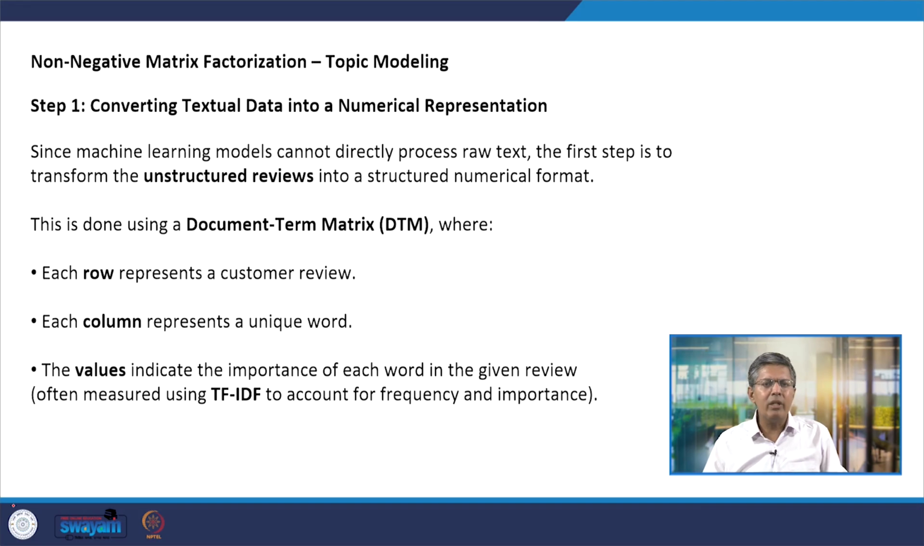Now, it is done by using a document term matrix. So, DTM, okay, where each row, for example, represents the customer review and the column represents the unique word. Okay. I will show you in the next maybe 1 or 2 slides. So, these values indicate the importance of each word in the given review, right. So, often we measure it through the term frequency inverse document frequency that we had studied, how to do it and how to calculate that. We had done it in one of those earlier classes. So, it helps to account for the frequency and importance. So, how many times it is occurring and accordingly what is the importance.